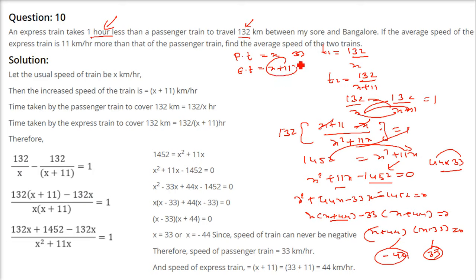So what will be the speed of the express train? 33 plus 11 is 44. So we have the passenger train speed is 33 and the speed of the express train is 44.